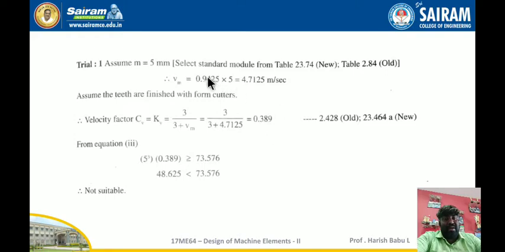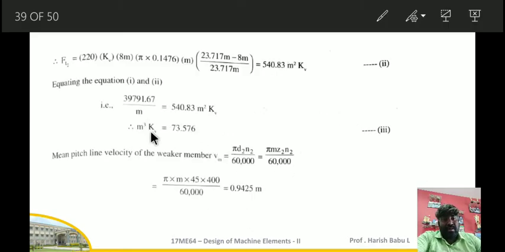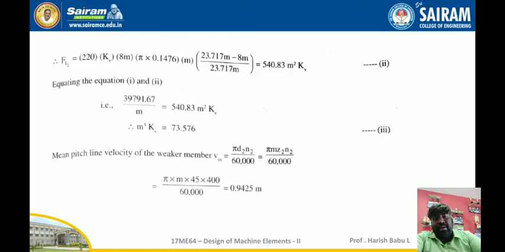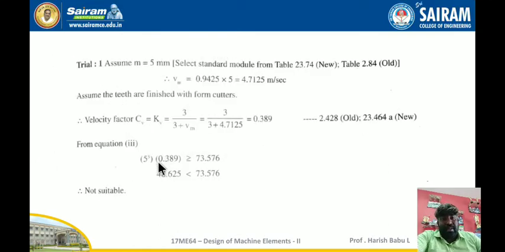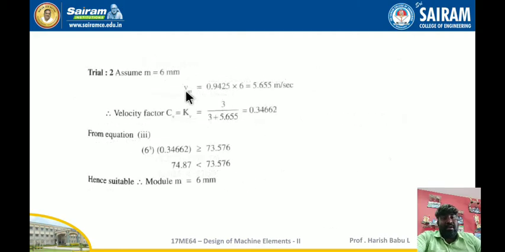Substituting the kV value and the M value in this equation, I want to get 48.625, which is less than 73.576, so it is not suitable. Now I want to change the module to 6, so I want to get Vm as 5.655 and kV as 0.3466. Substituting the module as well as the kV value, we are going to get 74.87, which is greater than 73.576. So module 6 will be selected for the design.